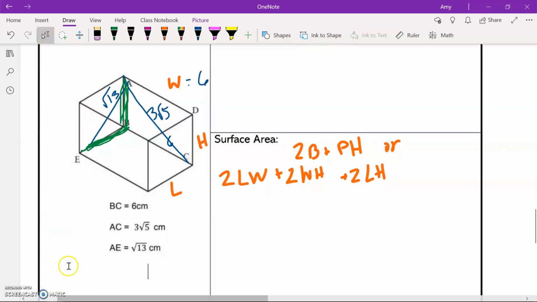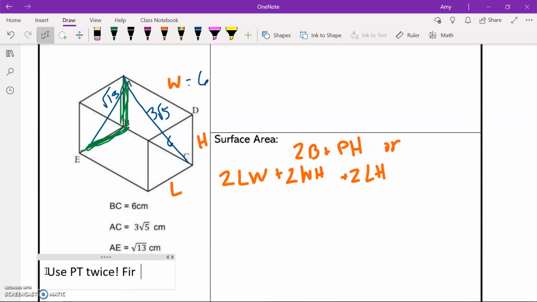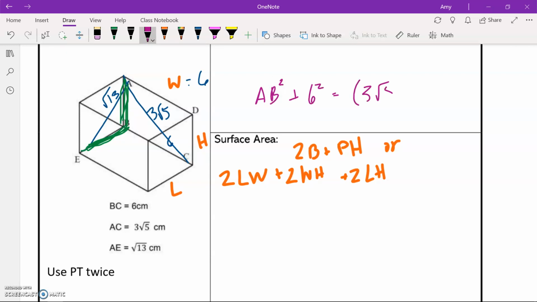So I am going to use the Pythagorean theorem twice. First, we're going to do AB squared. Let me write it as an equation. So we're going to do AB squared plus 6 squared equals 3 root 5 squared. And we can solve that to get AB.